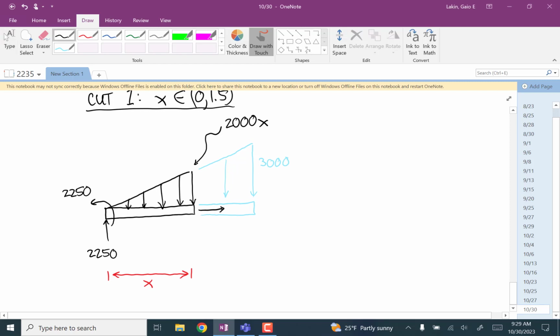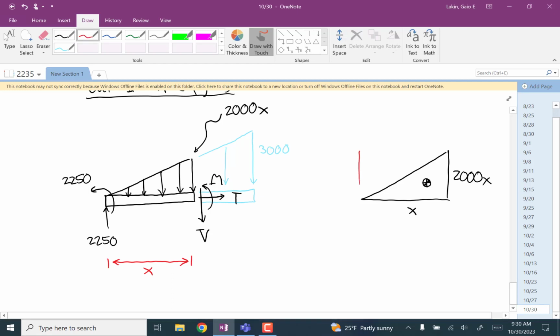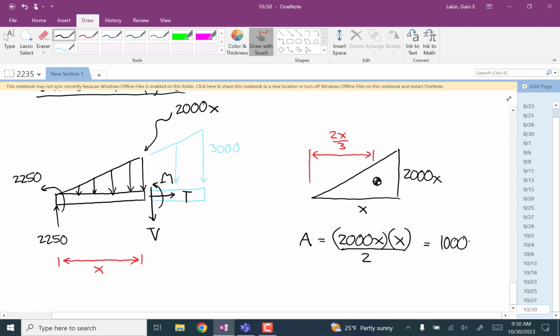And then we have the internal loads. So now to calculate the centroid and the point force, we have a width of x, a height of 2000x, the location of the centroid is 2/3 x, and the area of that triangle is 2000x times x over 2. So 1000x squared.